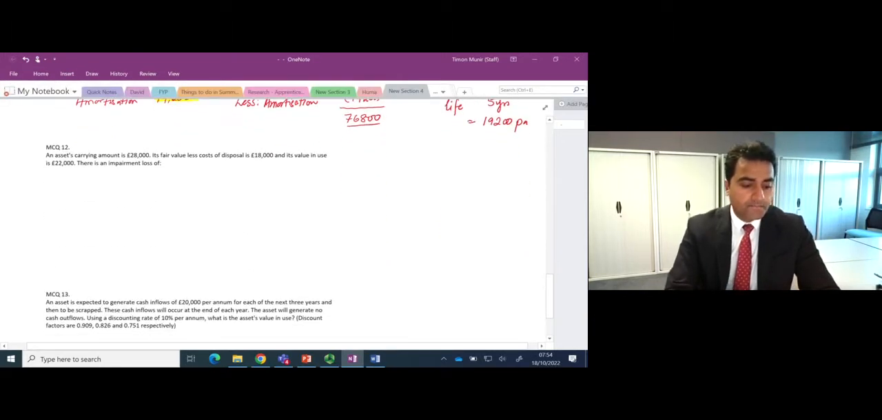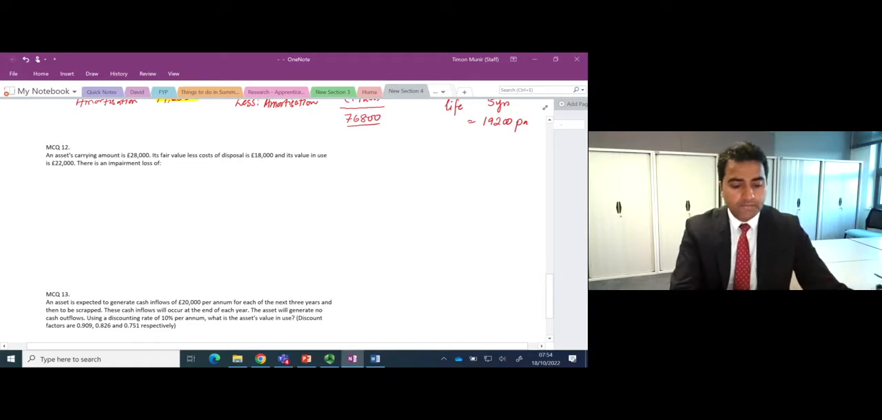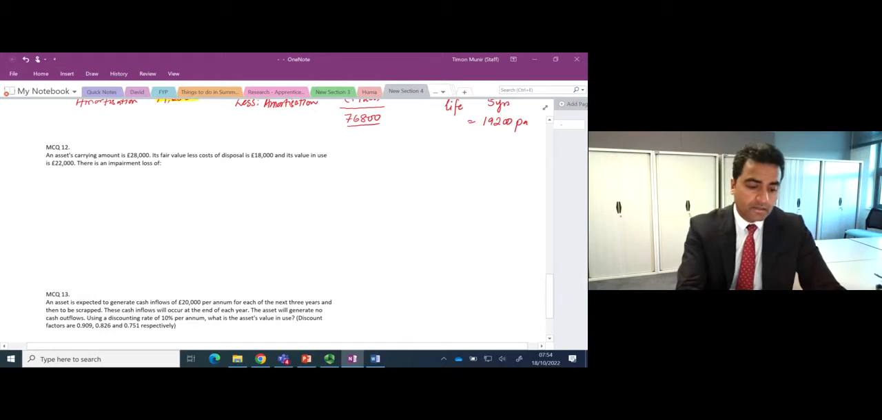The next question is, an asset's carrying value is 28,000 and its fair value less cost of disposal is 18,000 and its value in use is 22,000. Value in use is, if we will continue to use this asset, it will generate 22,000 pounds. If we will sell this asset today, it will be sold for 18,000 pounds. And the value which is appearing in the books is 28,000 pounds.